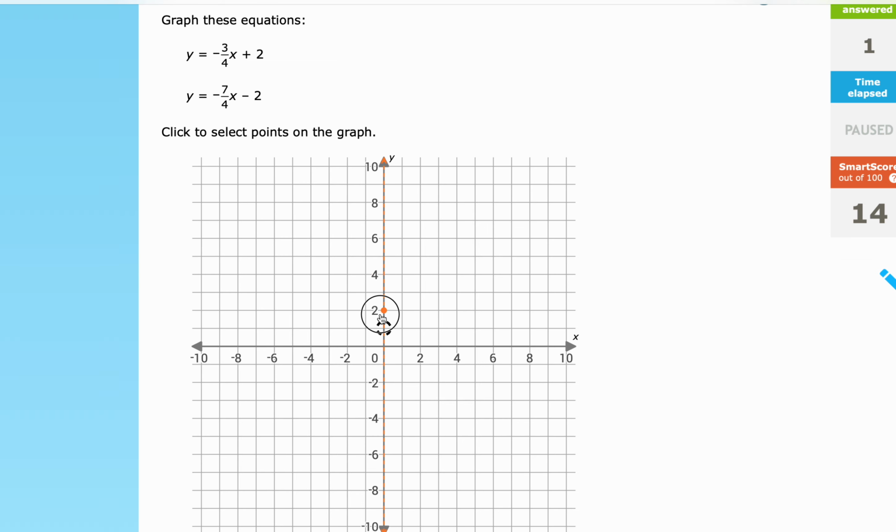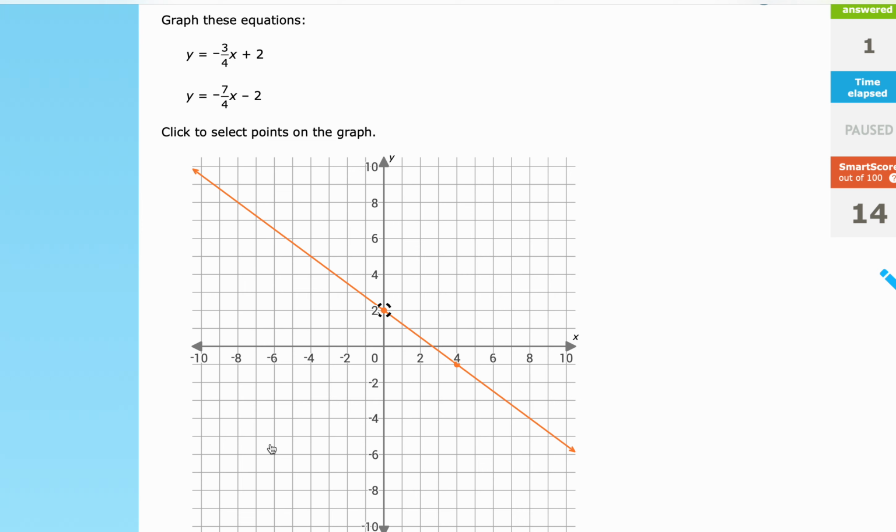Now, if this was positive, what we would do is start at 2, then go up 3, then go right 4. That's only if it's positive, but right now in this equation it's actually negative, so we have our points of 0, 2, and 4, negative 1, right?